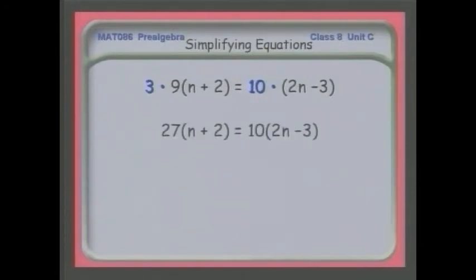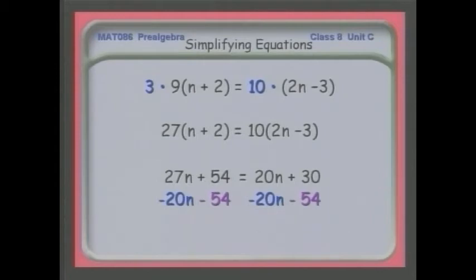3 times 9 is 27, and then I have a 10 over on the right. Remember that we need to distribute the 27 over the quantity n plus 2, and so I multiply that out, and now I've taken a couple of steps. What I need to do is get n by itself on one side of the equation and all the numbers by themselves on the other side of the equation.